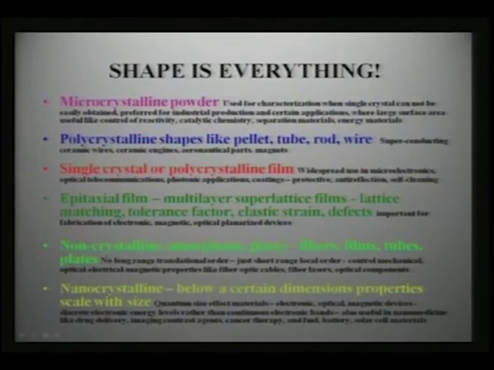Then you can think of single crystal or polycrystalline film. If we are looking for use in microelectronics, in optical communication, photonic applications, we can go for epitaxial film. If we are looking for photonic and electronic applications, we can go for glassy substances, fibers, films and so on for a range of optoelectronic applications. So in all this we see that the role of chemical synthesis is based on the sort of utility that you are looking for. So based on that you need to modify your chemical approaches.